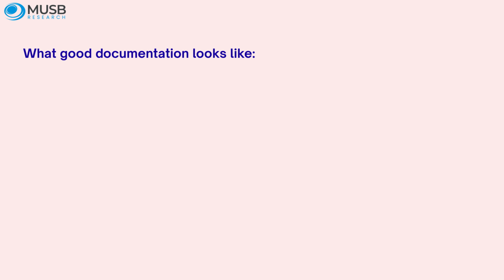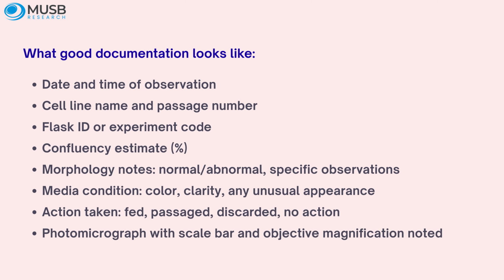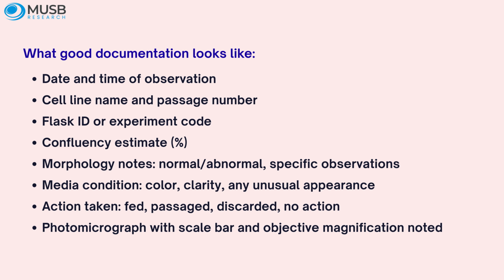What good documentation looks like. Date and time of observation. Cell line name and passage number. Flask ID or experiment code, confluency estimate in percent, morphology notes, normal, abnormal, specific observations, media condition, color, clarity, any unusual appearance, action taken, fed, passaged, discarded, no action, photomicrograph with scale bar and objective magnification noted.